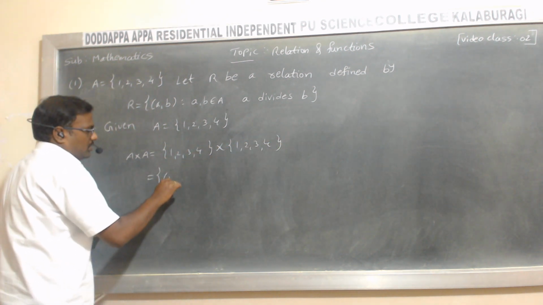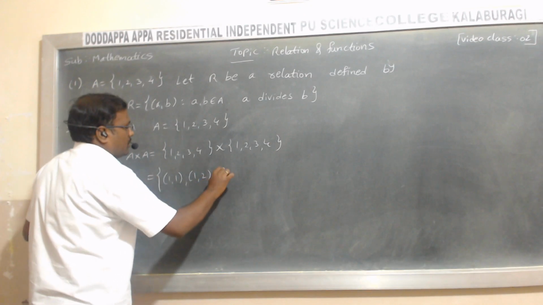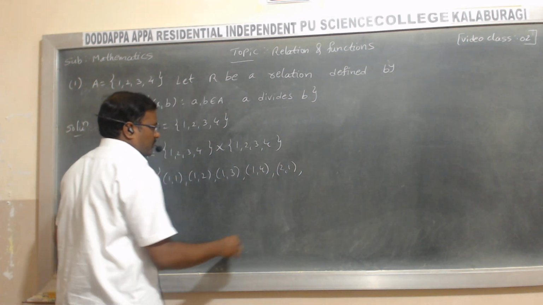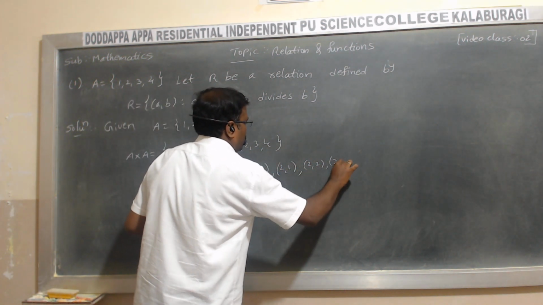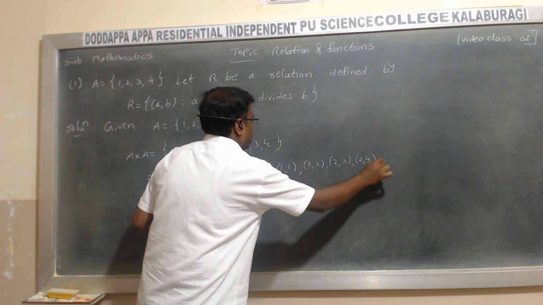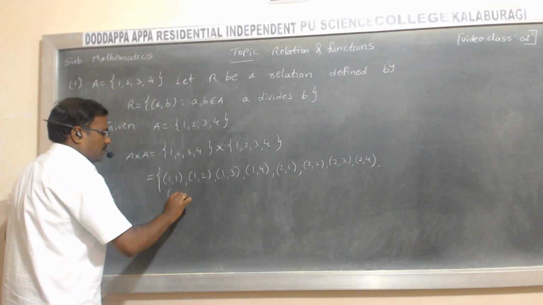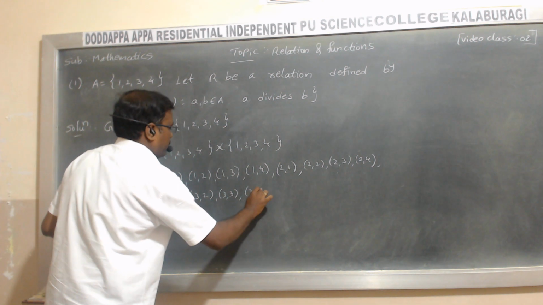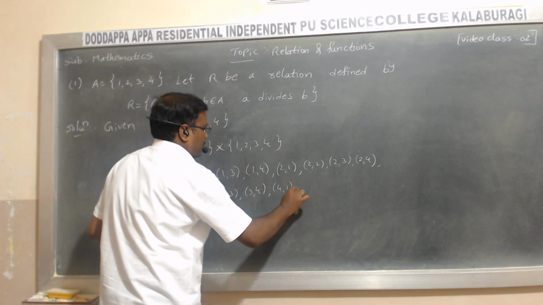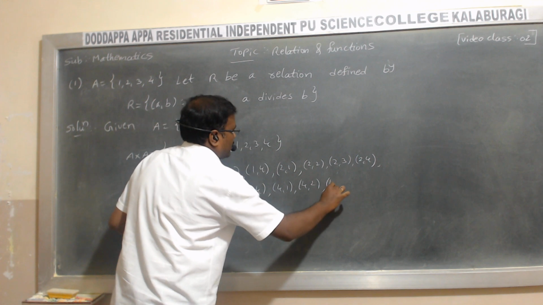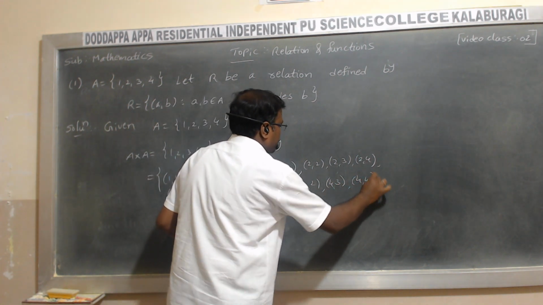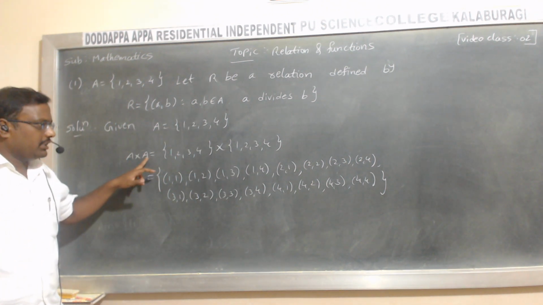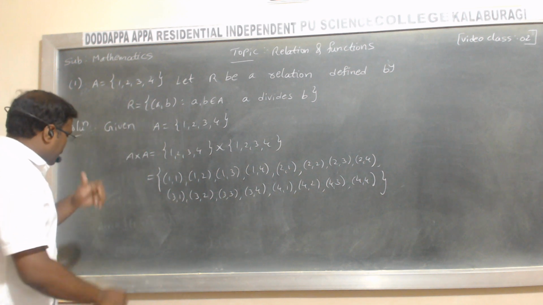So we get (1,1), (1,2), (1,3), (1,4), (2,1), (2,2), (2,3), (2,4). Next (3,1), (3,2), (3,3), (3,4). Next (4,1), (4,2), (4,3), (4,4). Okay. So here you find the value A cross A, that is the Cartesian product. Now what is the given relation?